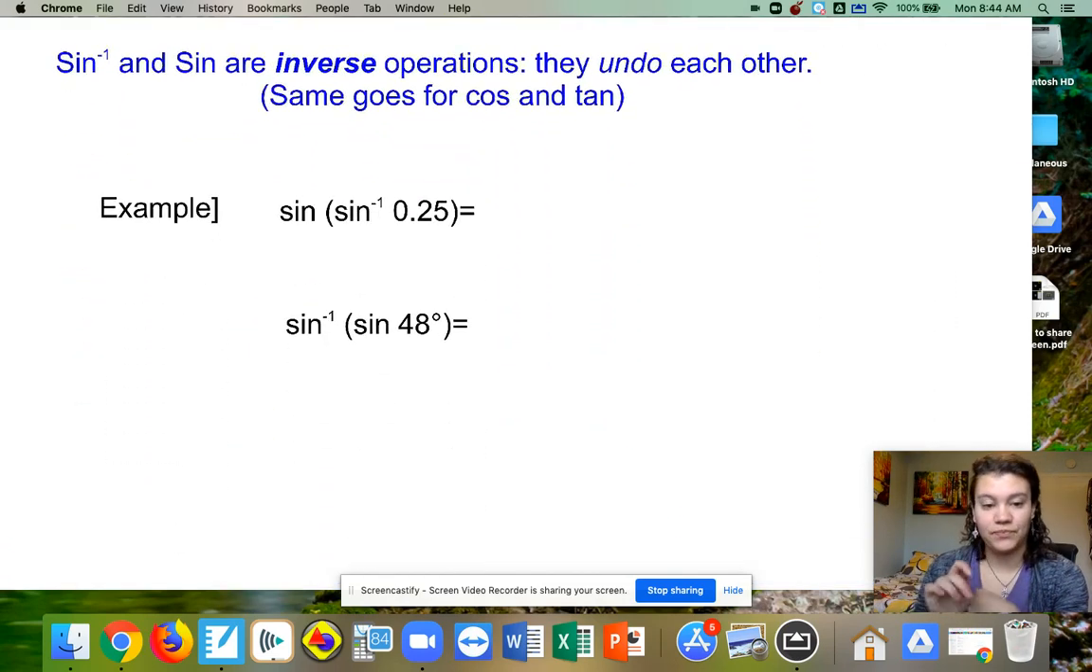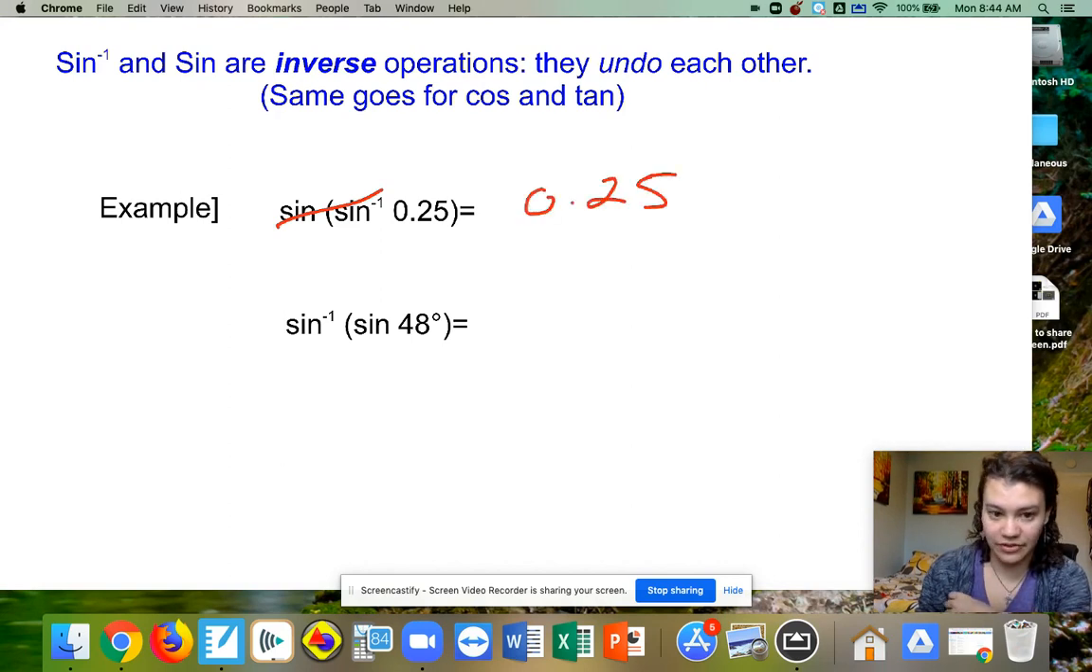Okay, so sine and sine inverse are inverse operations, so they undo each other, the same way that x squared can be undone by a square root, or multiplying can be undone by dividing. So here, if we're going to simplify these, sine and sine inverse cancel, and you get 0.25 for your answer. And these will cancel, and you'll get 48 degrees as your answer.